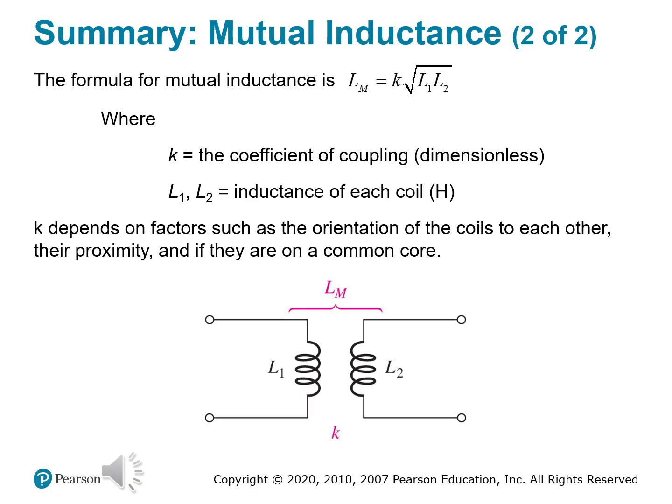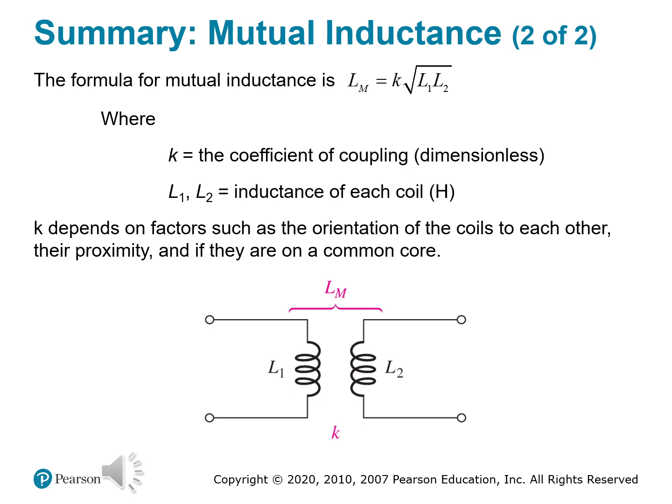L sub 1 and L sub 2 are the self-inductances of each coil, and they're measured in henries, denoted by the variable H. The square root of their product gives us a geometric mean, which is scaled by K. This equation gives you a numeric value of how much one coil's changing current will influence the other's voltage through mutual inductance. So what affects K?